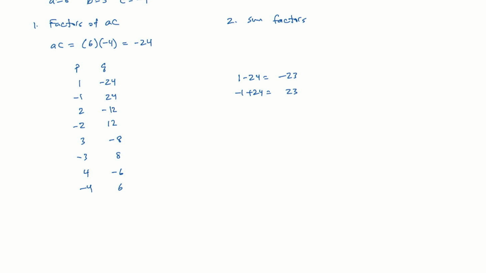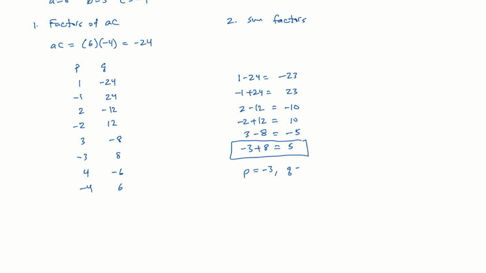And so we've done the first two. Then next is 2 minus 12, that is minus 10. Minus 2 plus 12, that is plus 10. 3 minus 8 is minus 5. Oh, we're getting closer. Minus 3 plus 8 is 5. And that is the winner because B is 5. And so we have P is minus 3 and Q is 8.